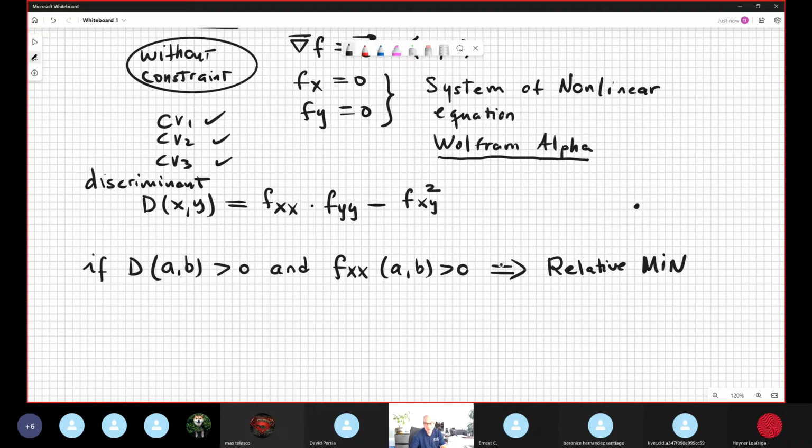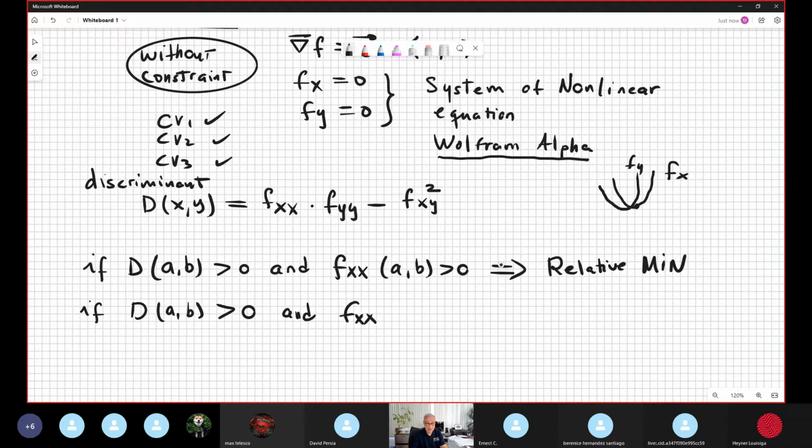And the relative means, suppose that one partial derivative is like that, and another partial derivative is like that. Suppose this is fx and this is fy. Both are concave up. So it's a minimum, right? It's some intuition. If the discriminant is also positive, it's important, and the second derivative evaluated at the point is negative, then it's a relative max.